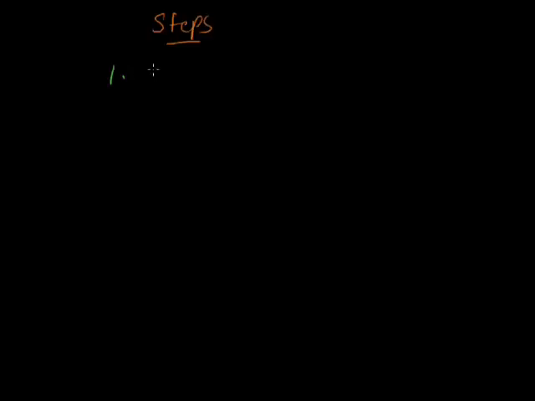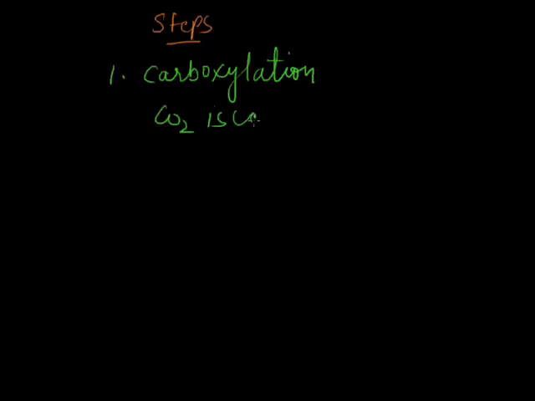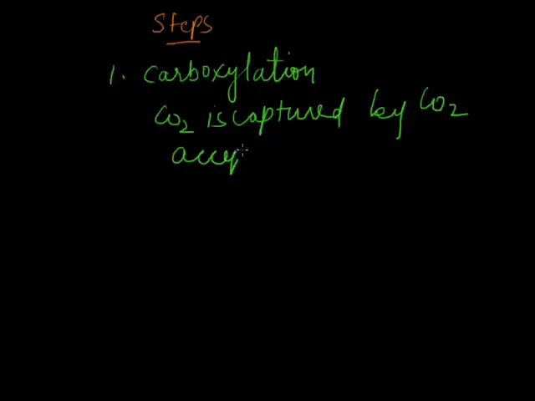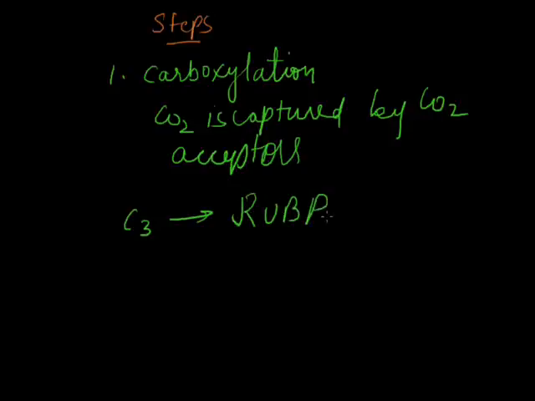first step is called carboxylation. In this step, carbon dioxide is captured by CO2 acceptors. And what are these CO2 acceptors? In case of C3 plants, the CO2 acceptor is RUBP. And in case of C4 plants, the CO2 acceptor is PEP.